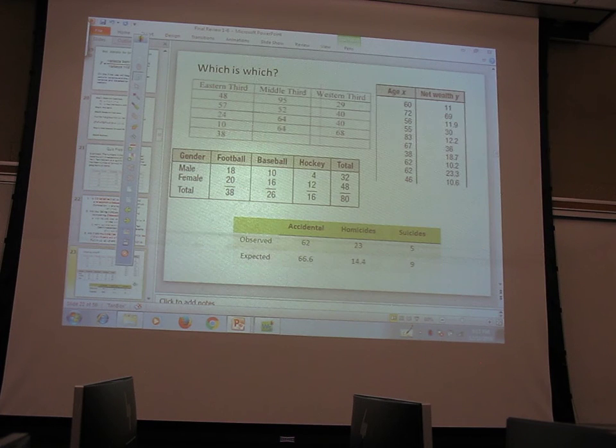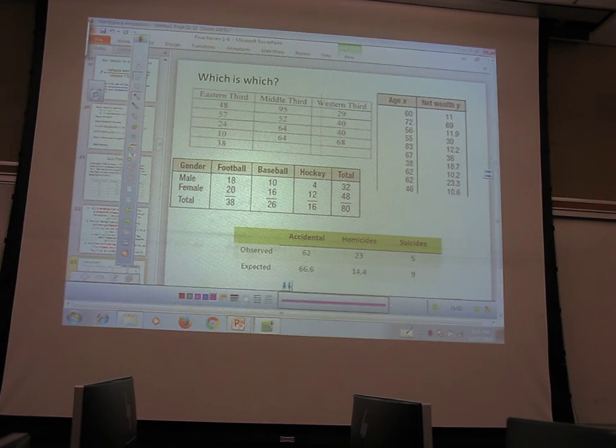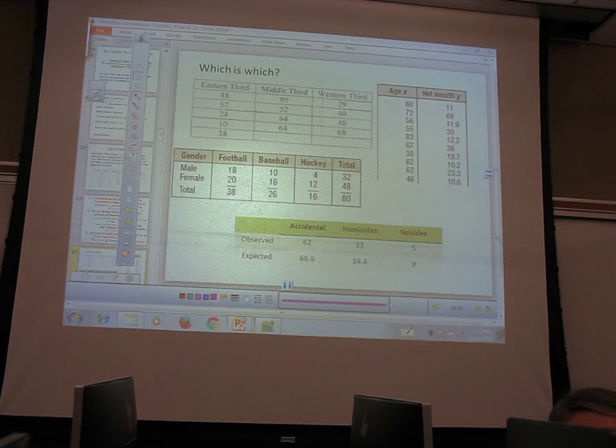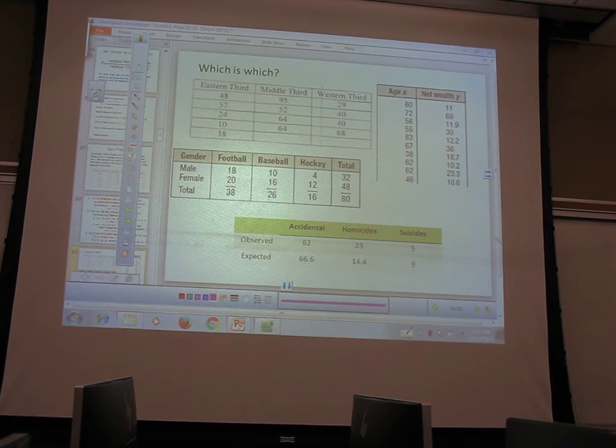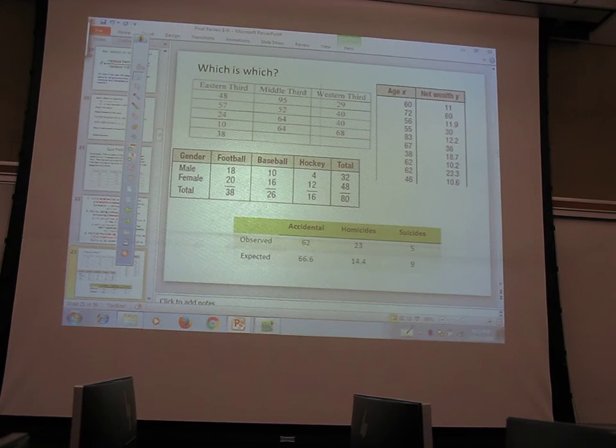So I want you guys to take a minute, silently, on your own, and figure out which one is which. Can you guys see that okay? I'll try to make it bigger.